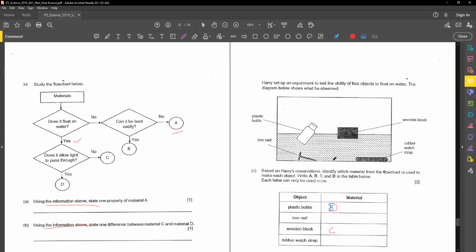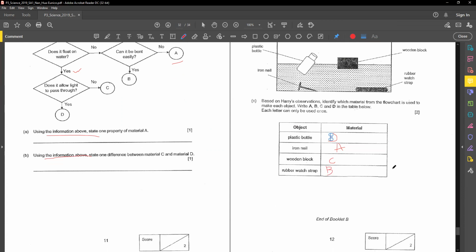The other two objects that do not float on water are the iron nail and the rubber watch strap. Moving along with the flow chart, can it be bent easily? We know that iron is not flexible, so the answer is no, and the iron nail is A. Lastly, we know that rubber is flexible, so the answer is yes, it will be B. Now we come to the end of the paper.